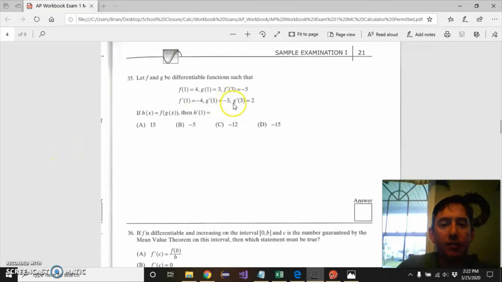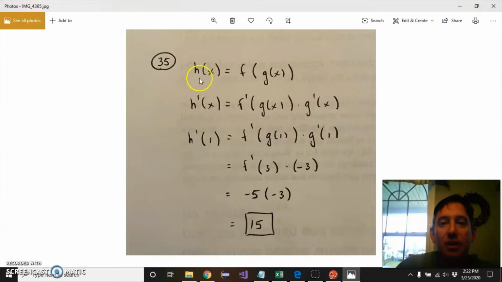Okay, 35. Another calculator question you're not going to use a calculator on. You have a composite function, h. h is f of g, and you want to find h prime of 1. So step 1 is going to be figuring out what h prime is in terms of x, which is going to be in terms of just f and g. So forget all of this stuff for right now. You just want to go off to the side and figure out h prime.